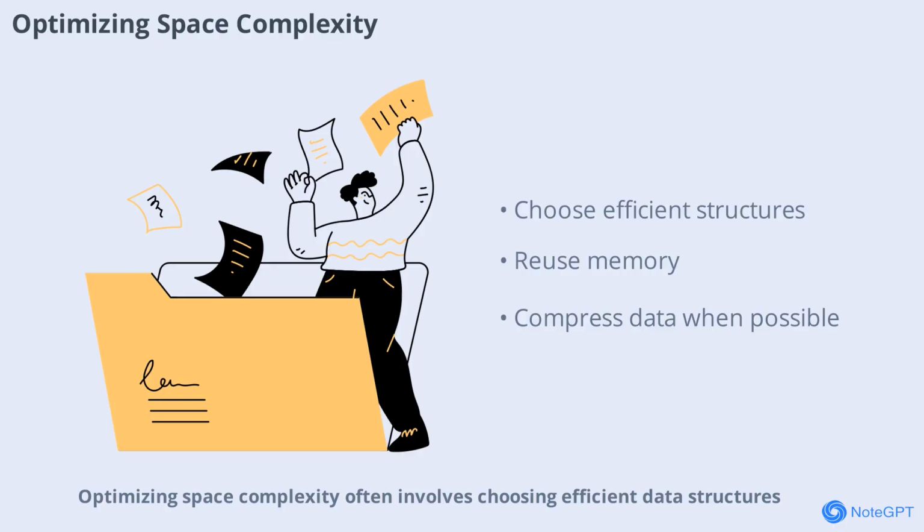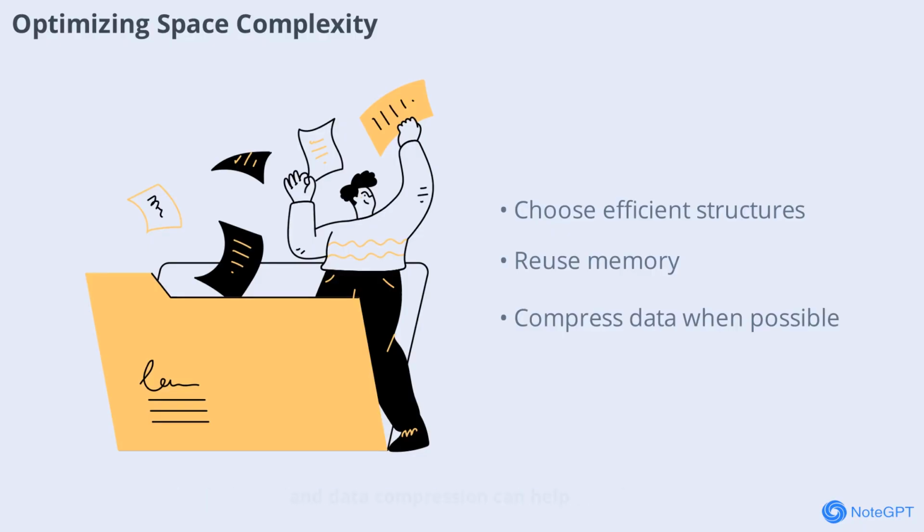Optimizing space complexity often involves choosing efficient data structures, reusing memory, and avoiding unnecessary storage. Techniques like in-place modification, iterative solutions, and data compression can help reduce memory usage without sacrificing performance.